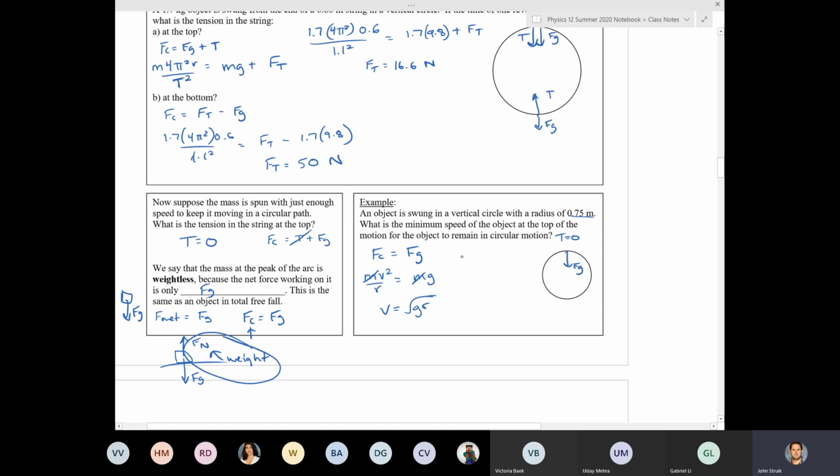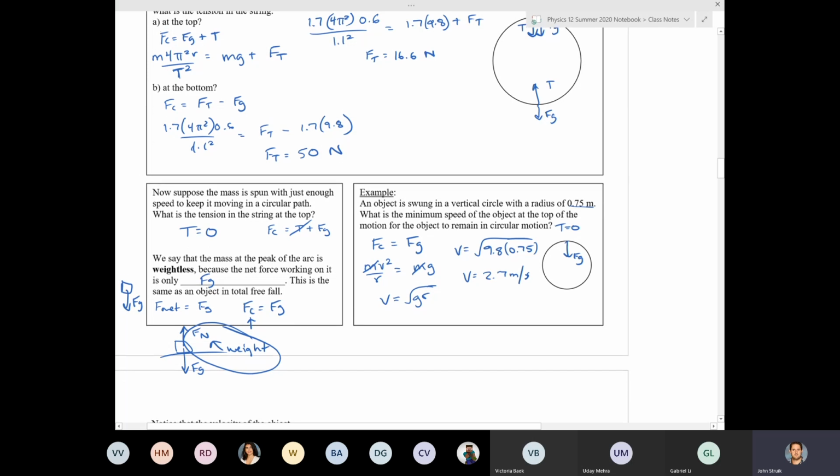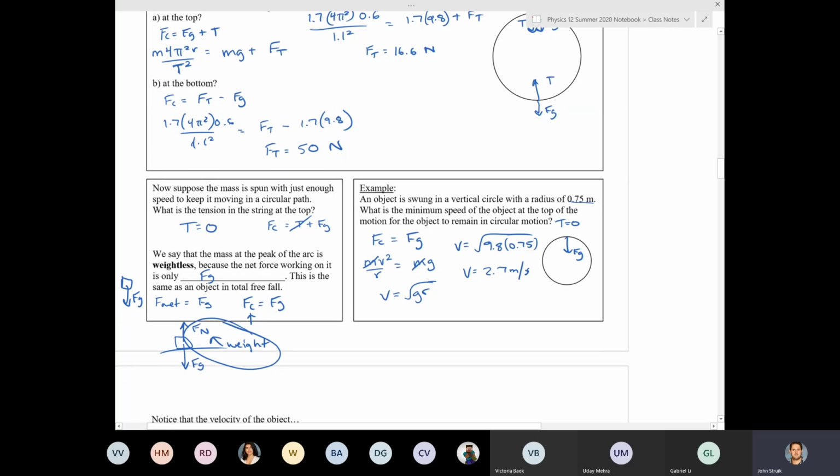So if we solve it for this one, 9.8 times 0.75. Forgot a bracket. 9.8 times 0.75, square root. So for this particular radius, you would need 2.7 meters per second. And keep in mind that that's the average speed, right? If you go 2 pi r over t, that's your average speed of the circle. But it's also the constant speed you need at the top. So you have to be going 2.7 at the top in order for it not to fall.